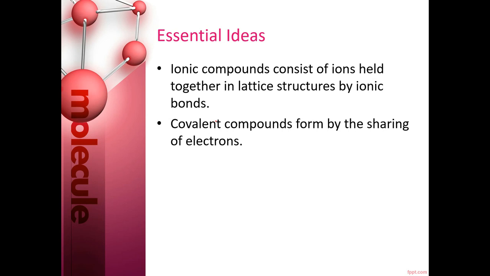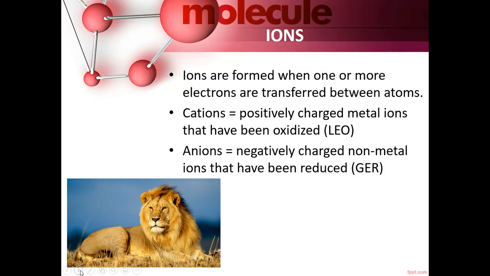So our essential ideas, the one related to ionic bonding: ionic compounds consist of ions held together in lattice structures. We'll talk about what a lattice structure is in a couple slides. Then covalent compounds are formed by the sharing of electrons. Looking at ionic compounds first, ions are formed when one or more electrons are transferred between atoms. So we're moving electrons. When things gain or lose electrons, they end up with a charge that turns them into ions instead of atoms.